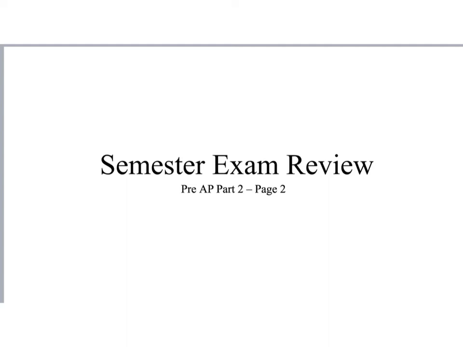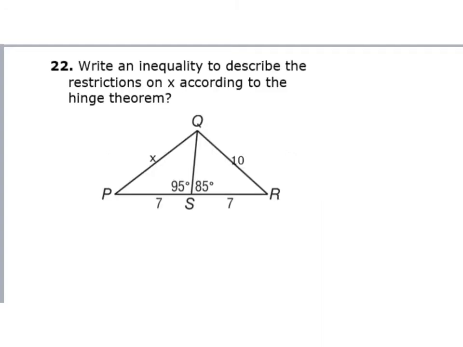All right, here's the final part of your semester exam review. Starting with number 22, write an inequality to describe the restrictions on x according to the hinge theorem.